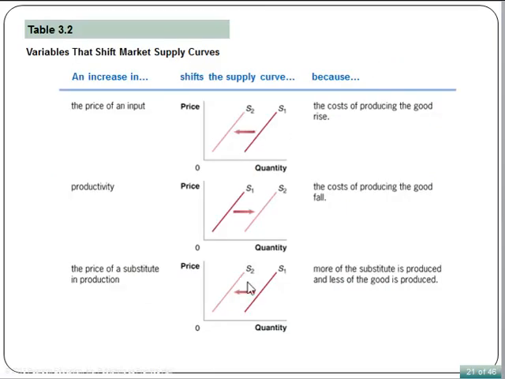Here are the graphs showing us how the other variables shift the supply curve. So, for example, if there is an increase in the price of an input, that means the cost of production goes up, so the supply will decrease. Supply curve moves to the left. Please check other graphs on your own.